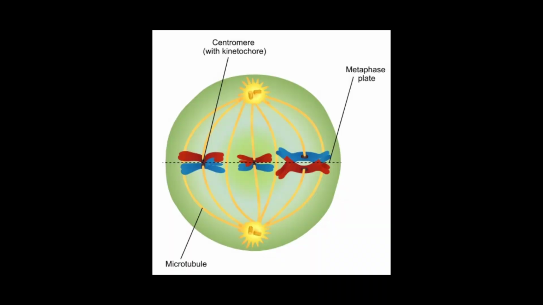So in metaphase 1, as you can see in the image, the tetrads line up along the metaphase plate. That metaphase plate is an imaginary plate. The chromosomes of the homologous pair attach to the fiber from the opposite poles, while the sister chromatids attach to the fiber from the same pole.